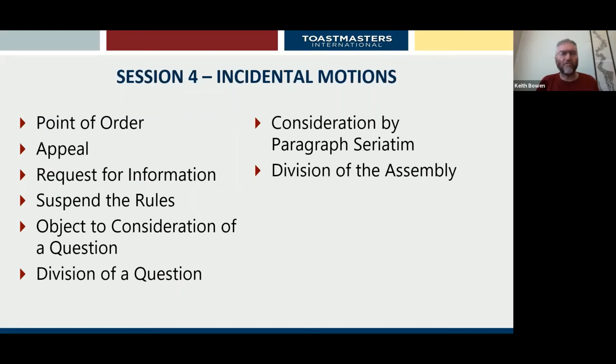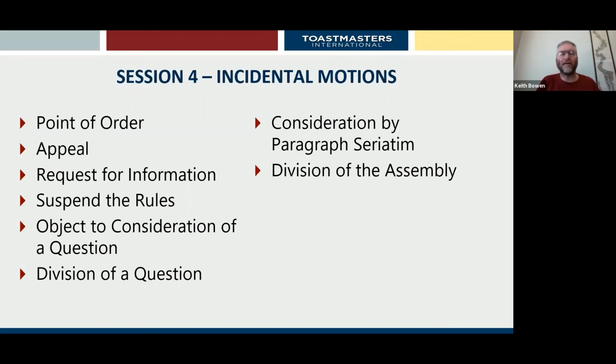If something is just so reprehensible that we shouldn't go into it, you can use this as an opportunity. And because it itself is not debatable, it's actually relatively good to get it done and dusted and out of the way. One I quite like is this idea of the division of a question. And it's something we probably should use more often than we do.